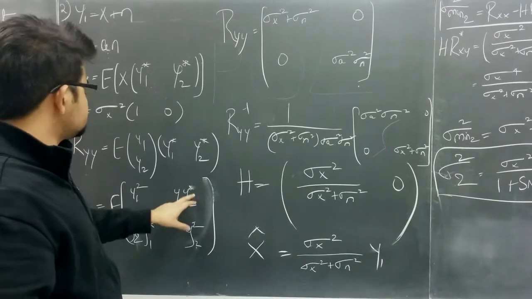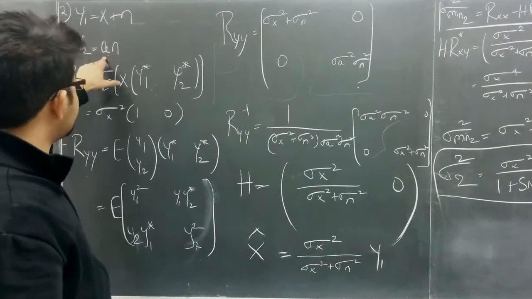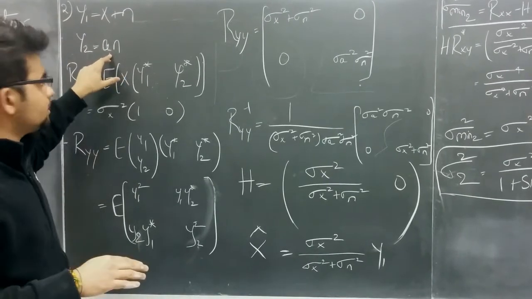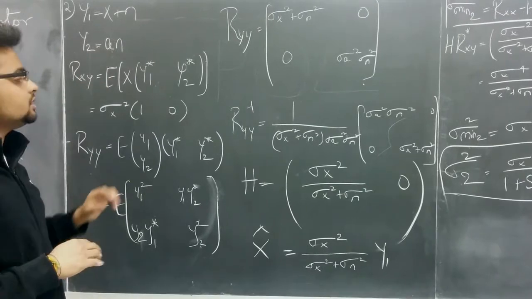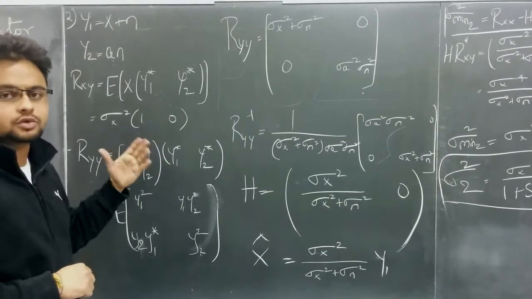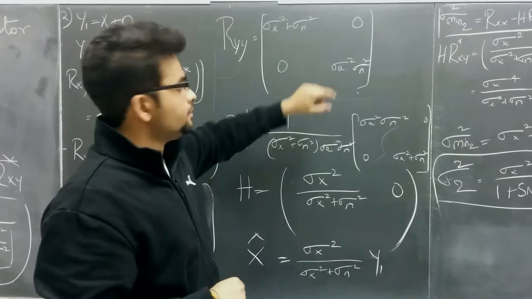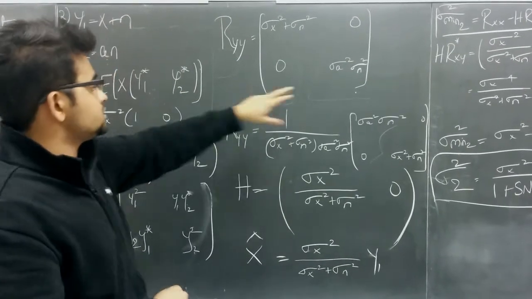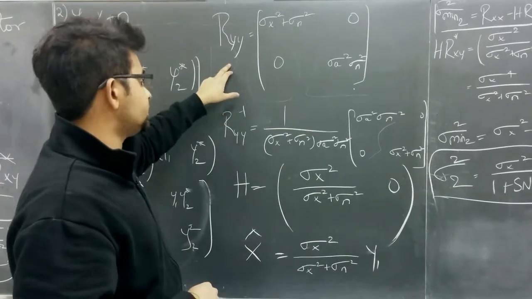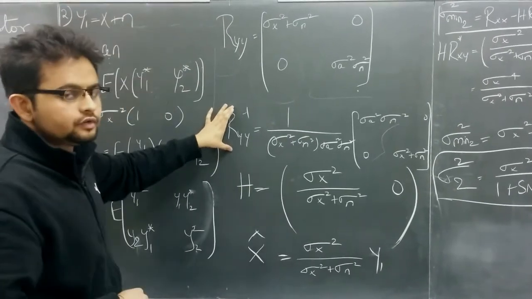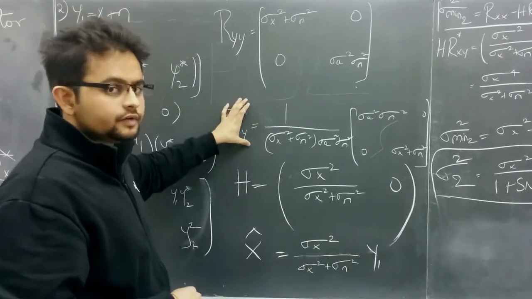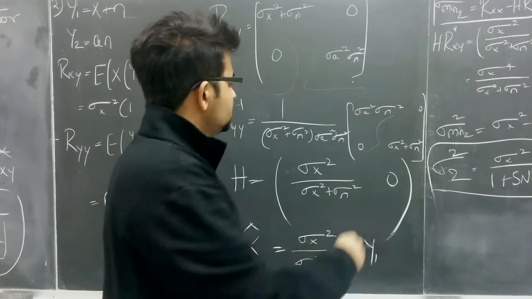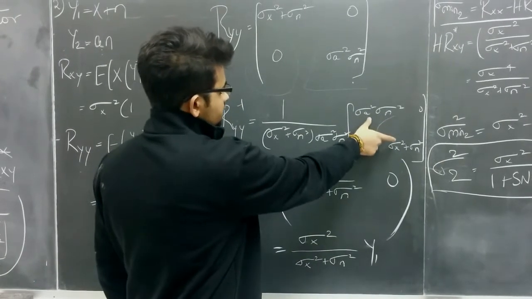Y1 into y2 star. Here y2 star will be n star. Since the unknown signal and the noise both are uncorrelated, we won't be getting any expected values from those two. So these two components will be zero, and y2 square will be simply sigma n square. That is the value of ryy. And we need to find the value of ryy inverse. To find the value of ryy inverse, it is 1 upon determinant of a matrix with interchanged values.